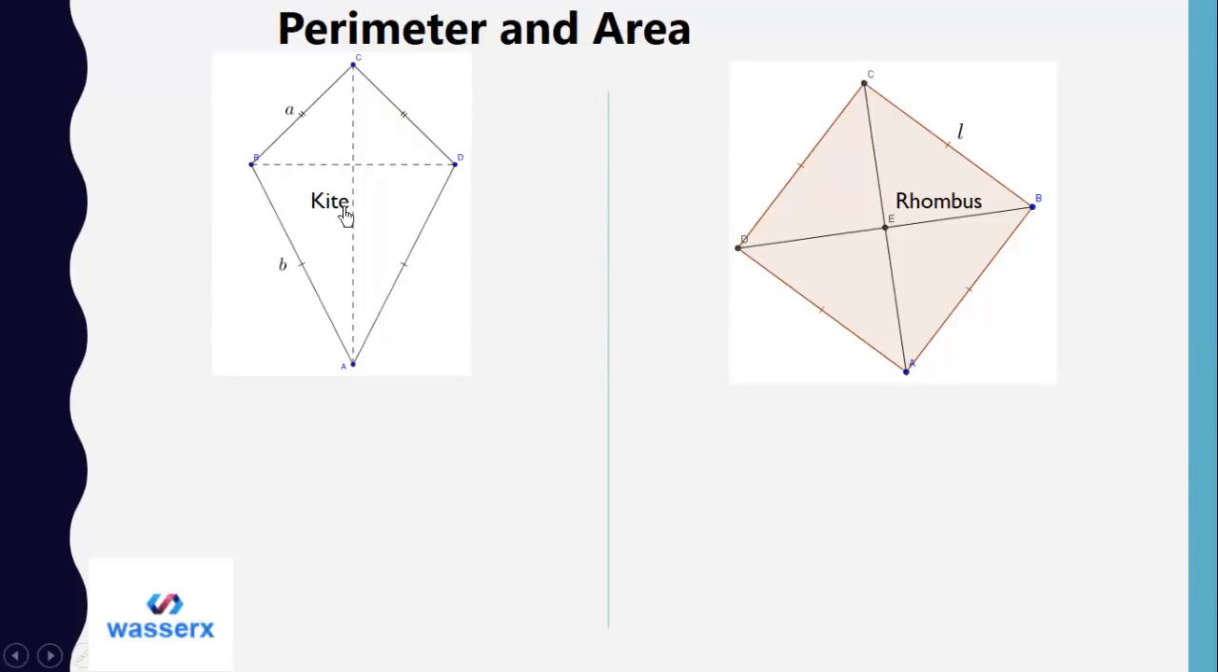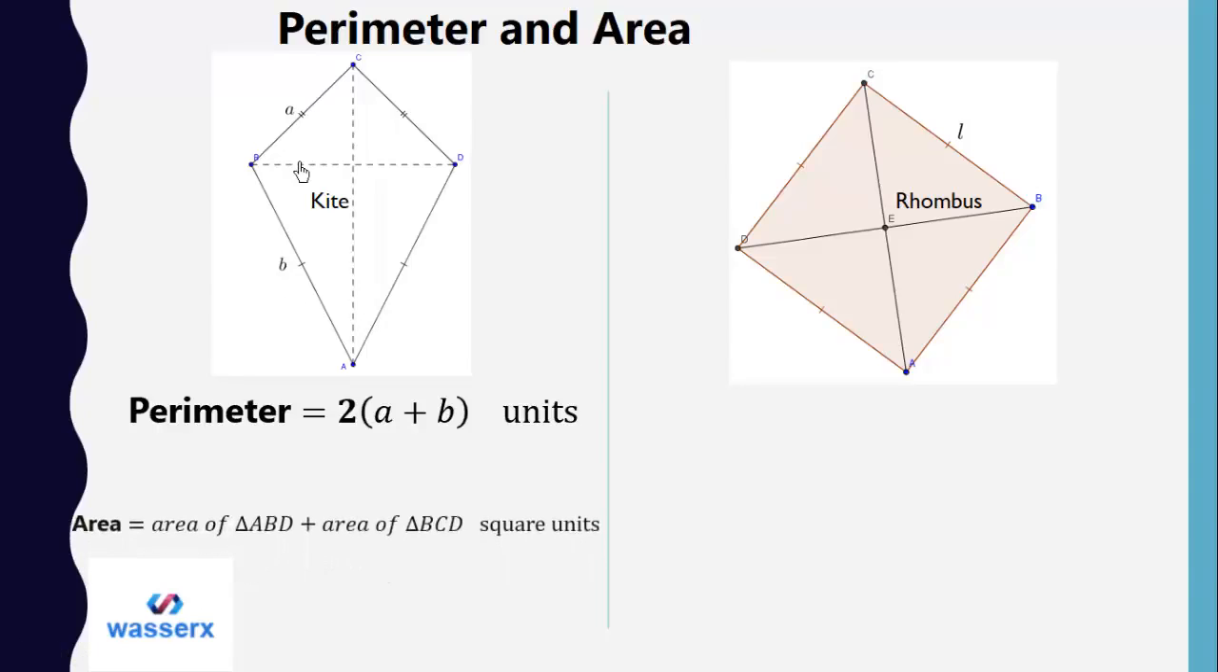Now for the kite, the perimeter is found by this. You know, this one has this side equal to this, and this also equal to this. So the perimeter is also given by 2 times the sum of this side plus this. Then for the area, we can find the area of the triangles and sum them up.